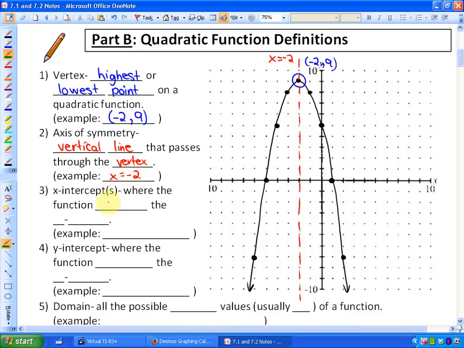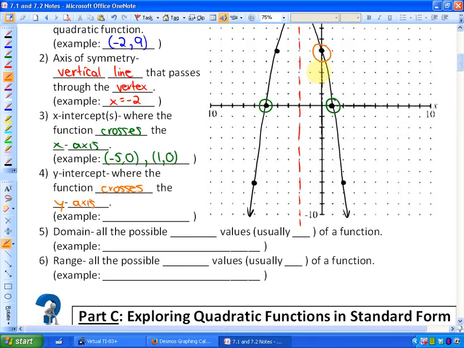X-intercepts are where the function crosses or touches, but I'm just going to put crosses here, the x-axis. So our x-intercepts here would be these two green circled points, and those points would be -5 and 0, and also 1 and 0. The y-intercept is where the function crosses the y-axis. So this point here in orange is your y-intercept, and in this example that point would be the point 0, 5.